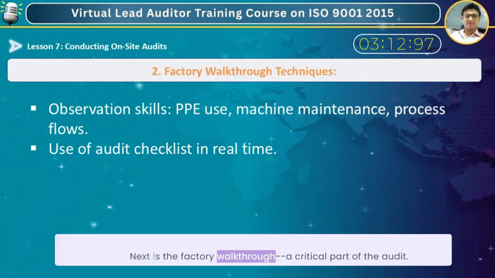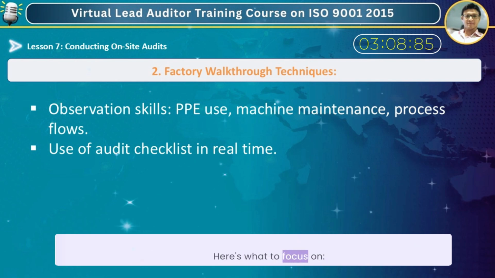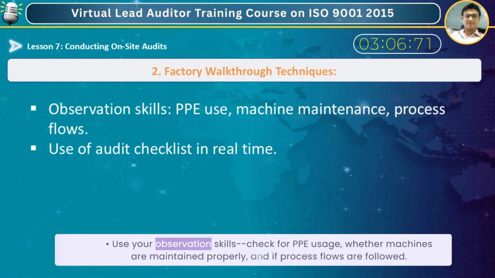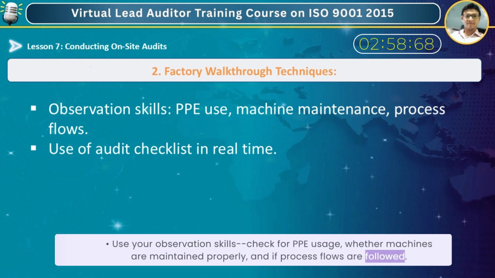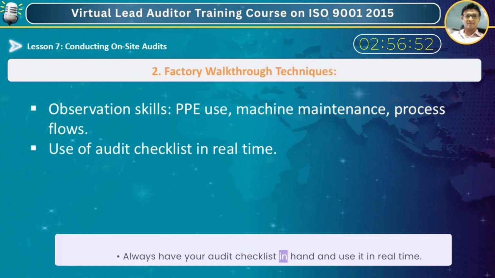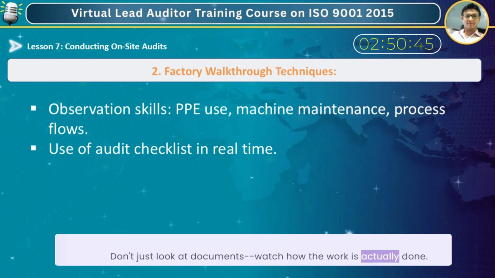Next is the factory walkthrough, a critical part of the audit. Here's what to focus on. Use your observation skills, check for PPE usage, whether machines are maintained properly, and if process flows are followed. Always have your audit checklist in hand and use it in real time. Don't just look at documents, watch how the work is actually done.